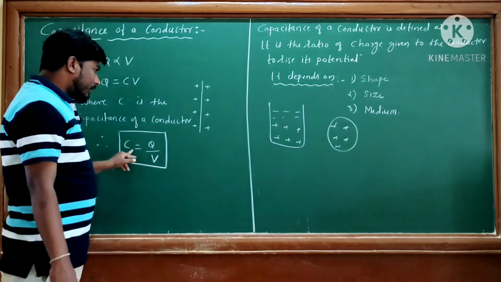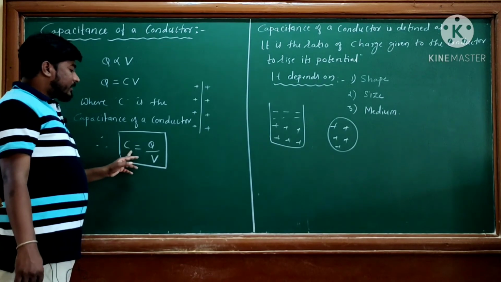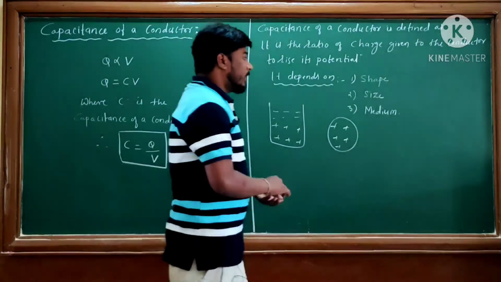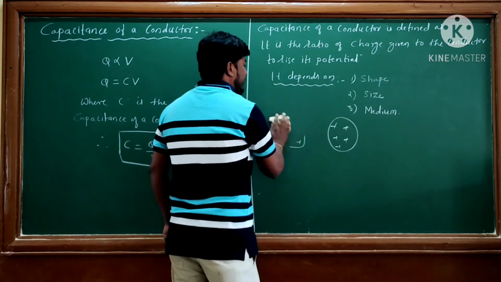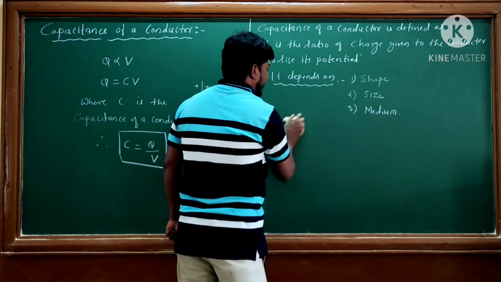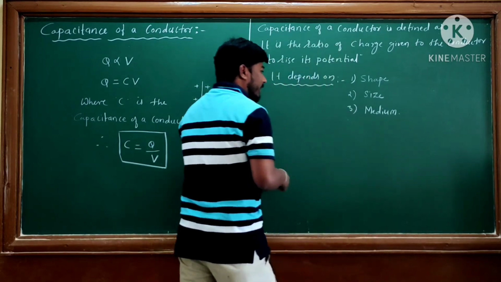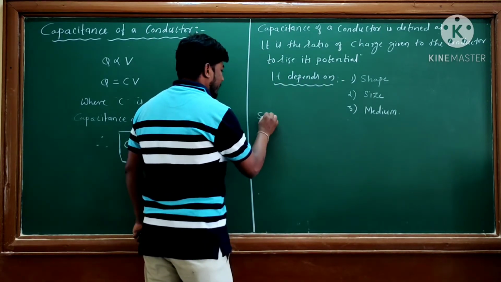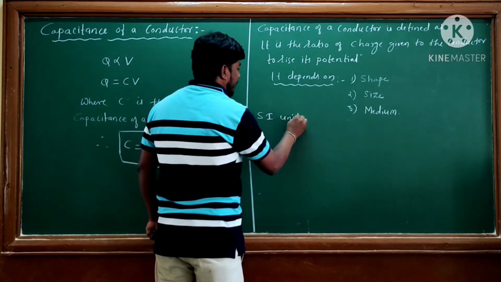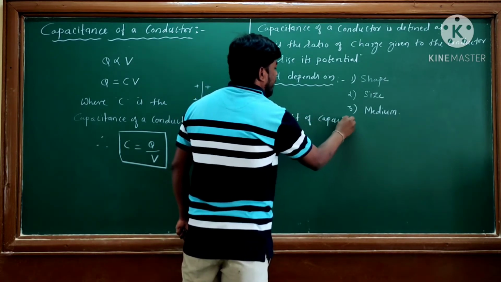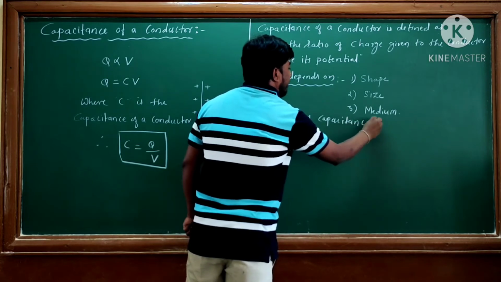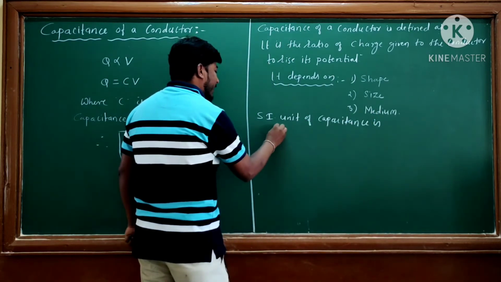So here from this equation we can say that C is equal to Q by V. We can have the SI unit of capacitance of the conductor. The SI unit of capacitance is farad.